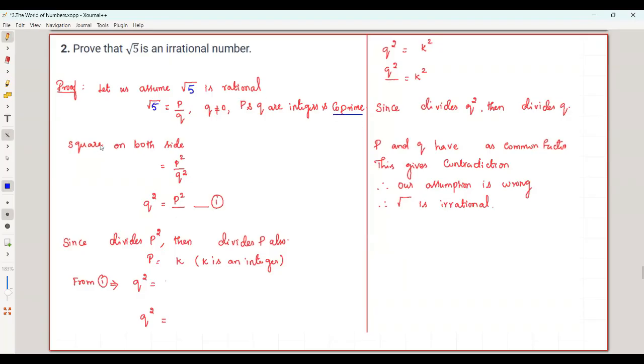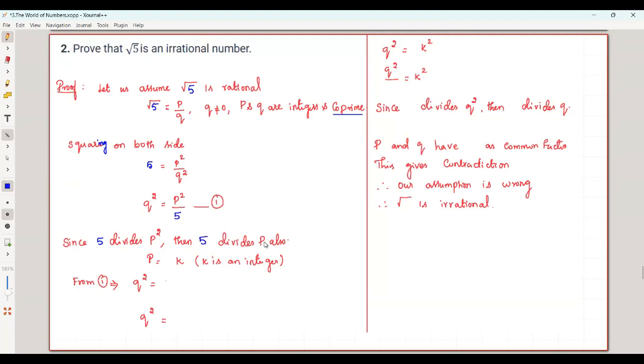Now next, squaring on both the sides. If you square root 5, square it will become 5. So p square is p square, q square is q square. Now just interchange. You take this 5 to this side, q square to this side. So 5 will come here. Since 5 divides p square, then 5 divides p also.